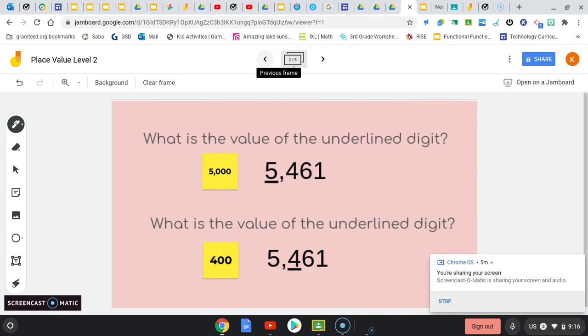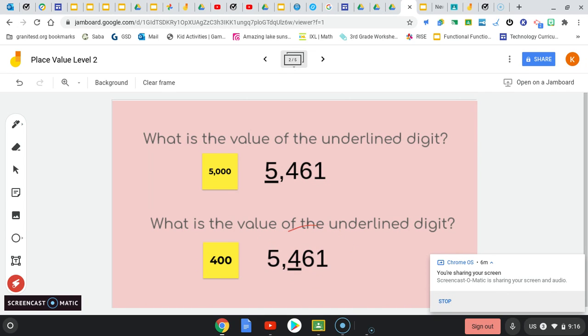Let's take a look at our next example. Some of the problems on this level are going to have you determine the value of the underlined digit. Our example on this slide is 5,461. The underlined digit is the 5. We need to find out what number that digit represents. We wrote 5. It's in the thousands place, so we're going to write a comma and add our 3 zeros. That 5 represents 5,000.